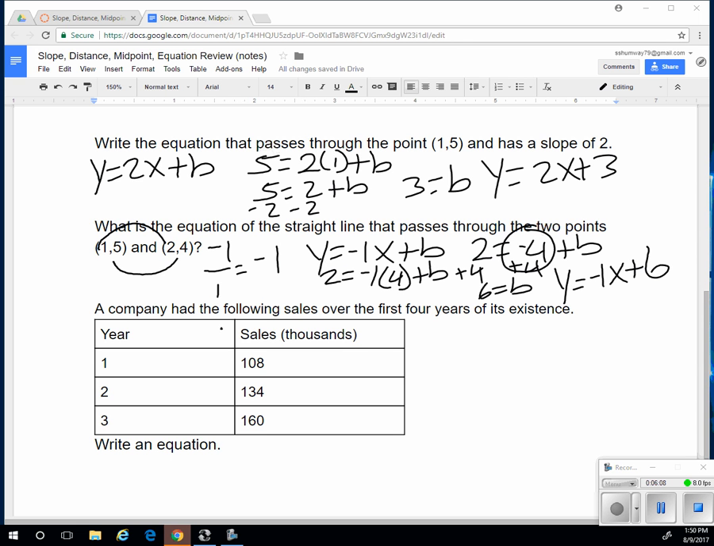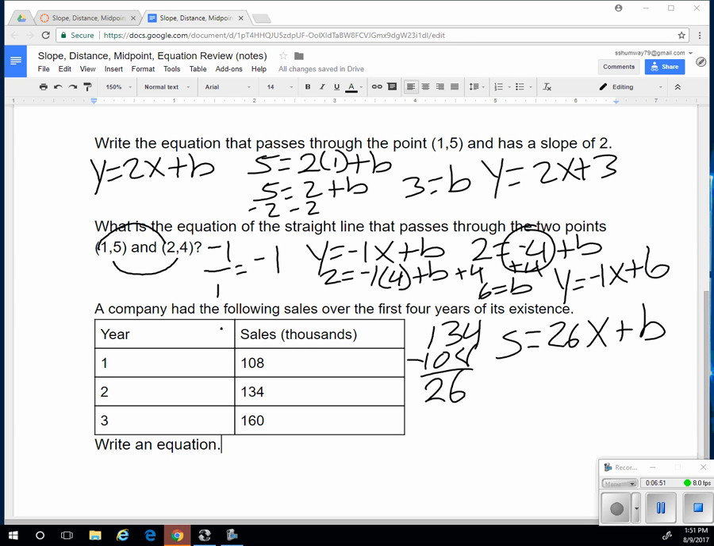So let's write an equation for this table. The sales is increasing from year 1 to year 2, from 108 to 134. So if I say 134 minus 108, the increase is 26. So we can say that the sales is equal to 26 times the number of years plus some starting point.